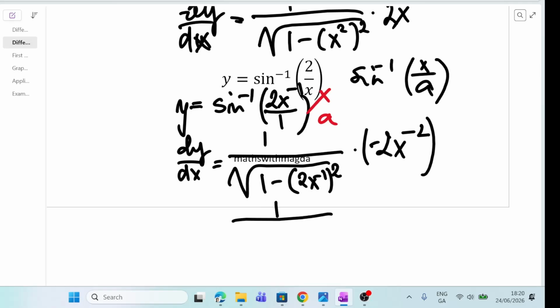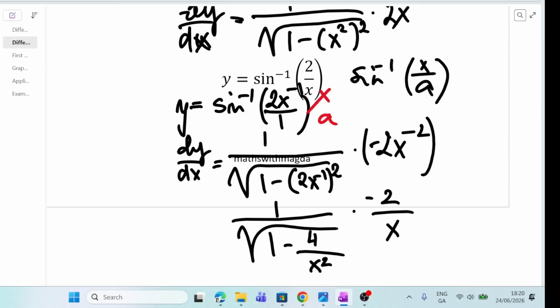1 over square root of 1 minus the minus, and I square it, so that will be 4 over x to the power of minus 2, and that will be x squared. Okay, so you can see that that becomes a fraction, and then I multiply that by minus 2 over x to the power of 2 at the end, and that is my final answer.